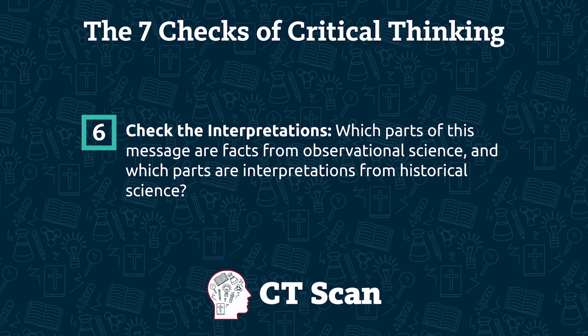Today let's see how to apply critical thinking check number 6, check for interpretations, to one of the most classic arguments for evolution, which states that similarities we see in different kinds of living things show that these creatures evolved from a common ancestor.